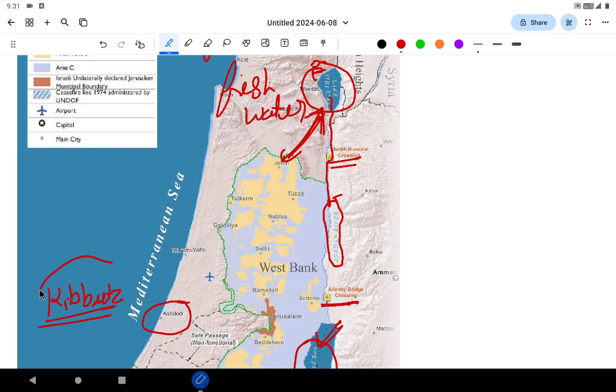There is an important term that comes in Israel, the kibbutz. This is asked in the PYQ as well. There is another important port here. Sorry, it's called the port of Ashdod.